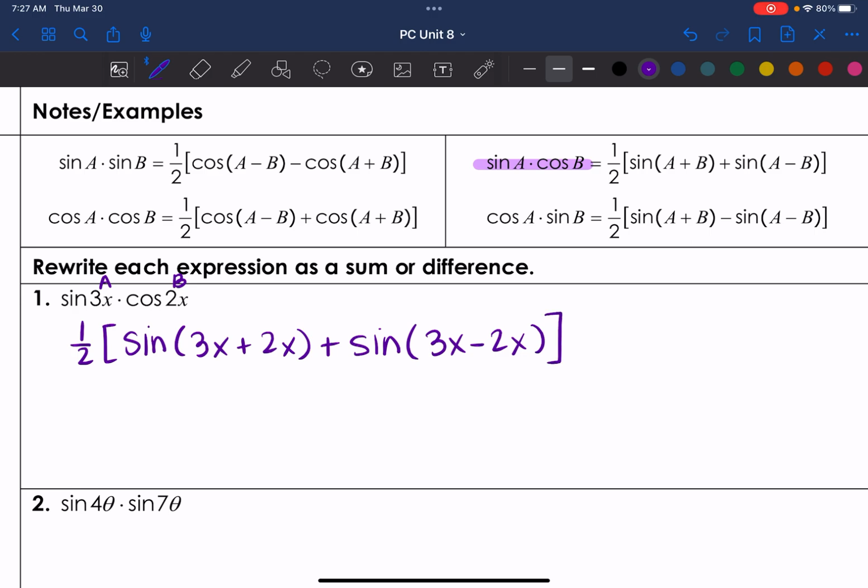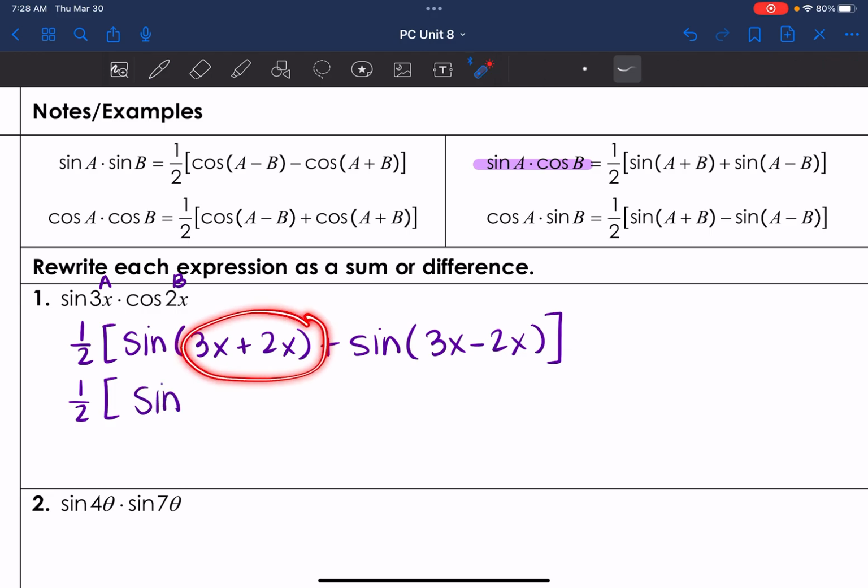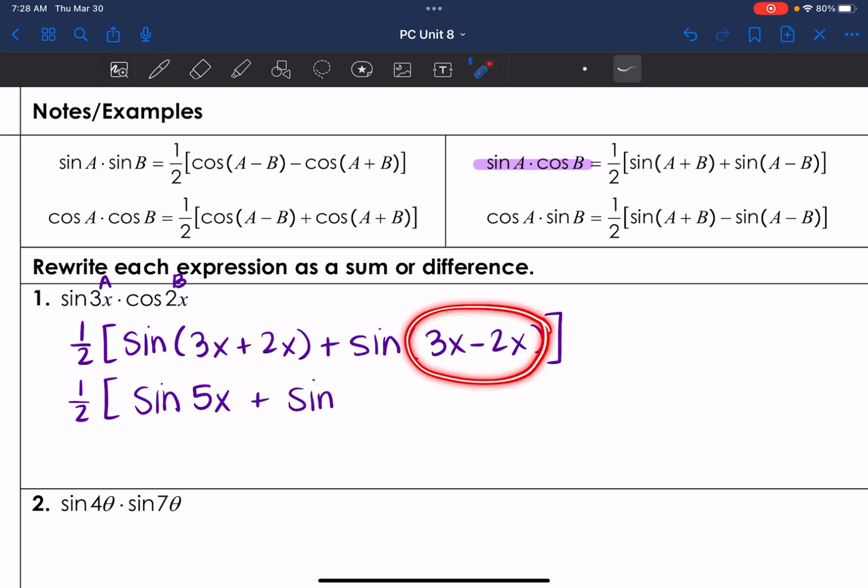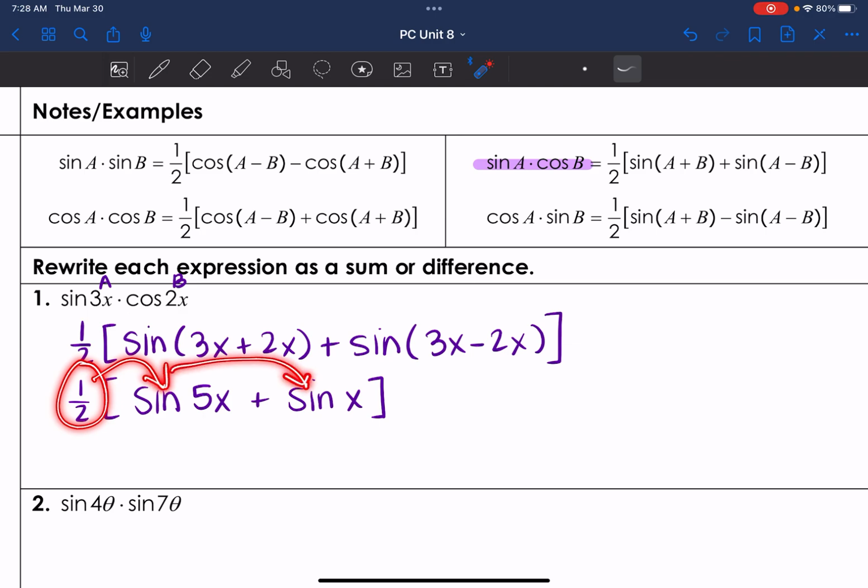Okay, now we simplify this as much as we can. So I'm going to leave this 1/2 here and the bracket. But that first one, sine of 3x plus 2x, when we add those together, gives us 5x. And then plus sine, over here, 3x minus 2x is 1x. So you just need to write the x. You don't need to write the 1. Close the bracket. And then one more thing we could do to simplify is this 1/2. We can distribute it to both of these terms here.